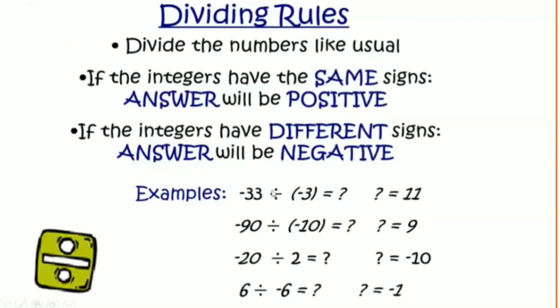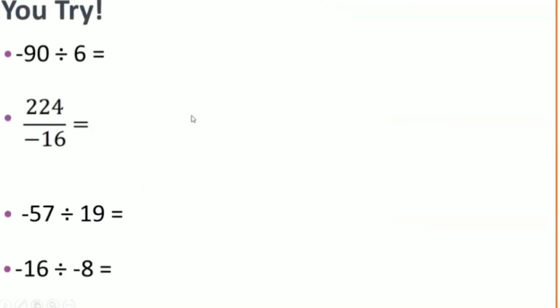Right, so negative 33 divided by negative 3, positive 11. So again, divide the numbers like usual. Negative 90 divided by negative 10, positive 9. Negative 20 divided by 2, negative 10. 6 divided by negative 6, that is negative 1. So let's have examples. Pause this video, take time to answer it by yourself. You can follow the rules of the signs first and then you divide as usual.